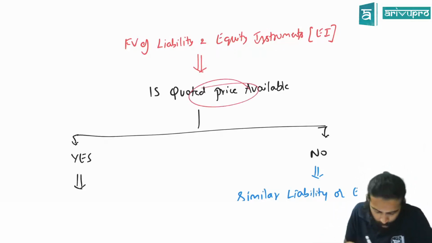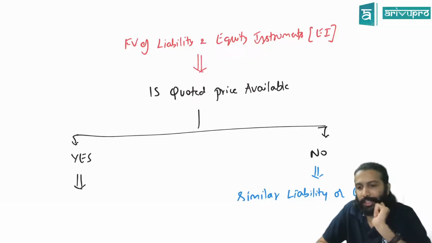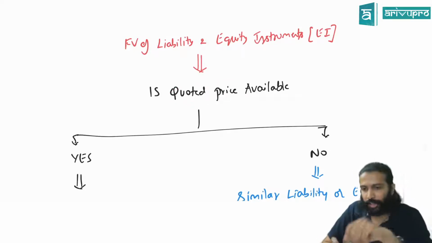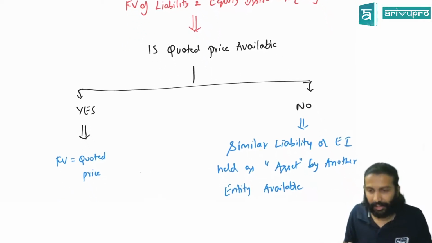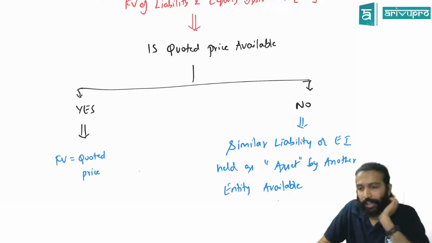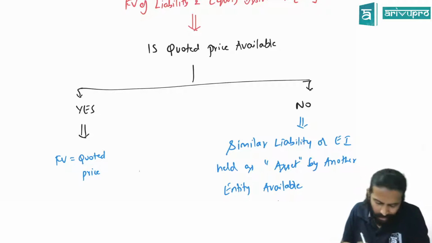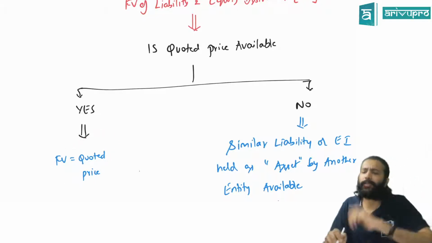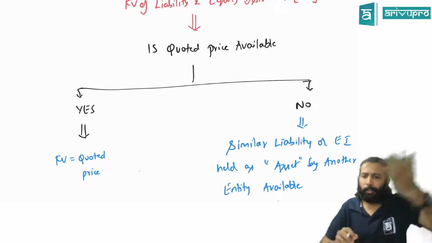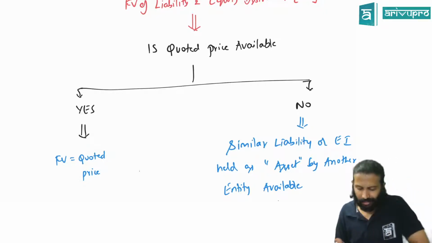First you have to check is quoted price available. Meaning, if you are a listed company, your company will be listed on the stock exchanges. So its quoted price means what? The price listed on the stock exchange. Like shares, even debentures can be listed, no? If your company's quoted price is available, use that quoted price itself as fair value. On whichever day you're finding the fair value of that asset or liability, go to the market, check its quoted price. That quoted price becomes your fair value. As simple as that. This is very easy.